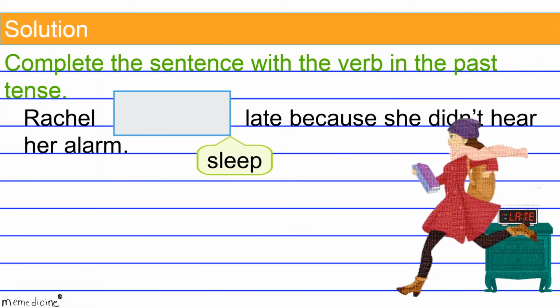All right, back to our original question, and now for the solution. Slept is the simple past tense form of sleep. This is an irregular verb form, so you must commit it to memory.